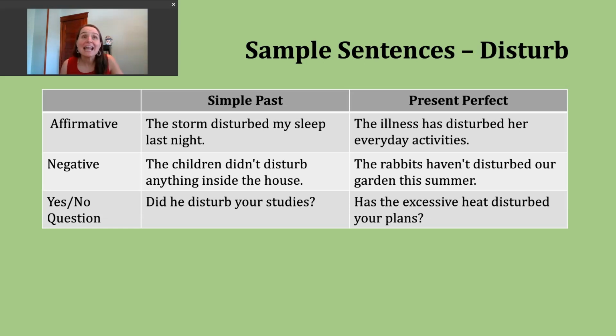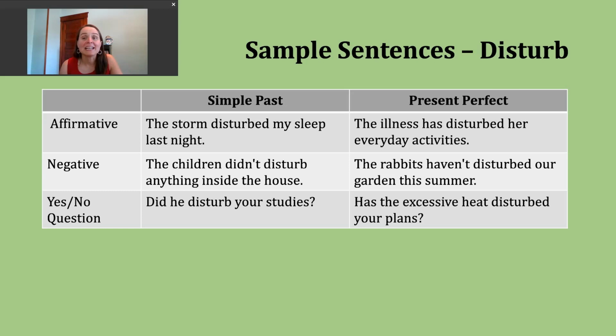If I want to make a negative present perfect sentence, again, I'm going to pay attention to my subject and use have or has, followed by not, and then the participle. You might also hear the contractions haven't, and then the participle, or hasn't, and the participle. Here's another example sentence. The rabbits haven't disturbed our garden this summer. Okay? So here might mean they're not eating any of our vegetables or eating the leaves and causing harm to the vegetables that are growing there.